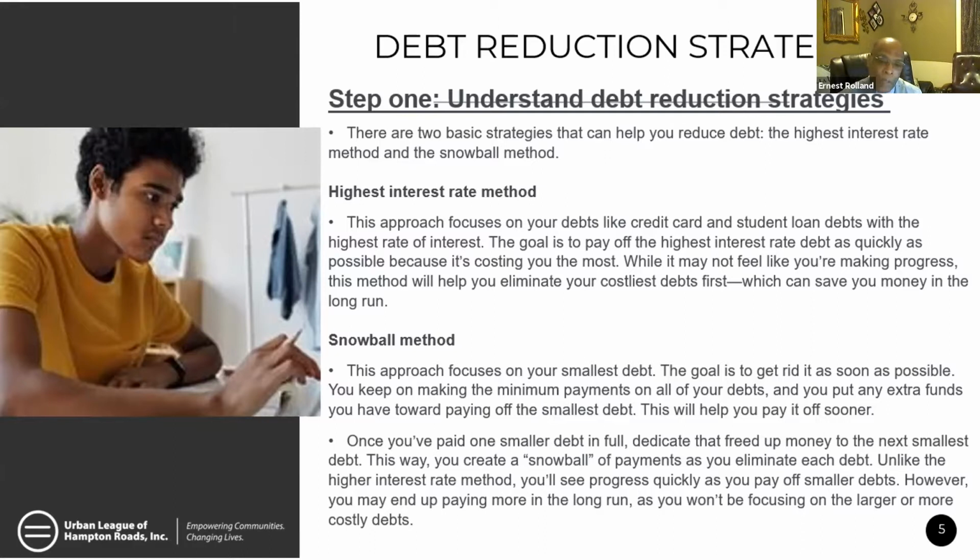So when you pay off one, take that money, don't put it back in your pocket or put it towards something else in the household. Since you are used to not having that particular amount because it was being used to pay another debt, apply it to another debt so you can reduce that. This way, you create a snowball of payments as you eliminate each debt. Unlike the highest interest rate method, you'll see more progress quickly as you pay off smaller debts. However, you may end up paying more in the long run as you won't be focusing on the larger or costlier debts. So again, you want to evaluate which method is going to work best for you. Let's go to the next slide, please.